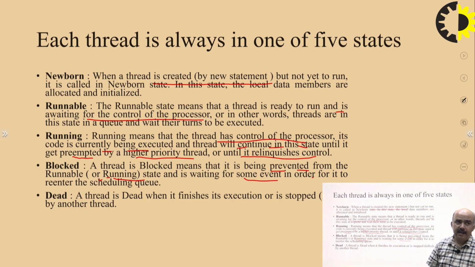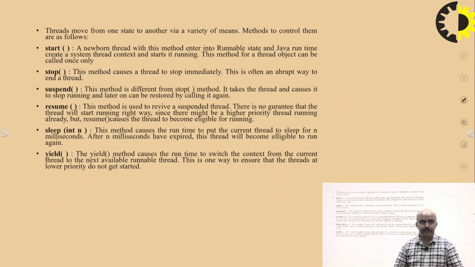That is the thread when we finish the execution or are stopped by other threads. Start: we already know we can start from newborn to runnable. The stop method is used for stopping the threads immediately or abruptly, at the end of the thread. Suspend moves the thread to the blocked state, so that it can be called back again and move into the running state.